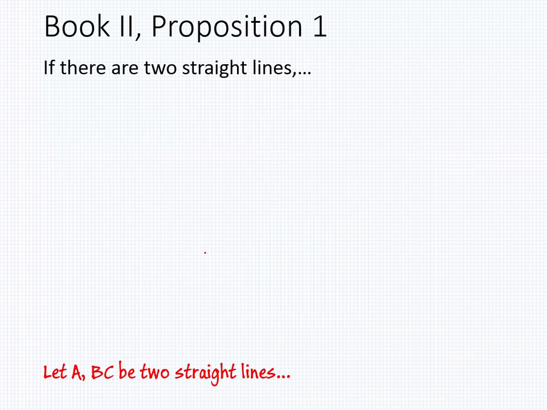The first proposition says, if there are two straight lines. So let's imagine what that would look like. If I have a straight line, I might call it A, and the reason I'm calling it A is because Euclid called it A in his book. Then Euclid described a second line, two straight lines. One of them is A, and one of them is BC.